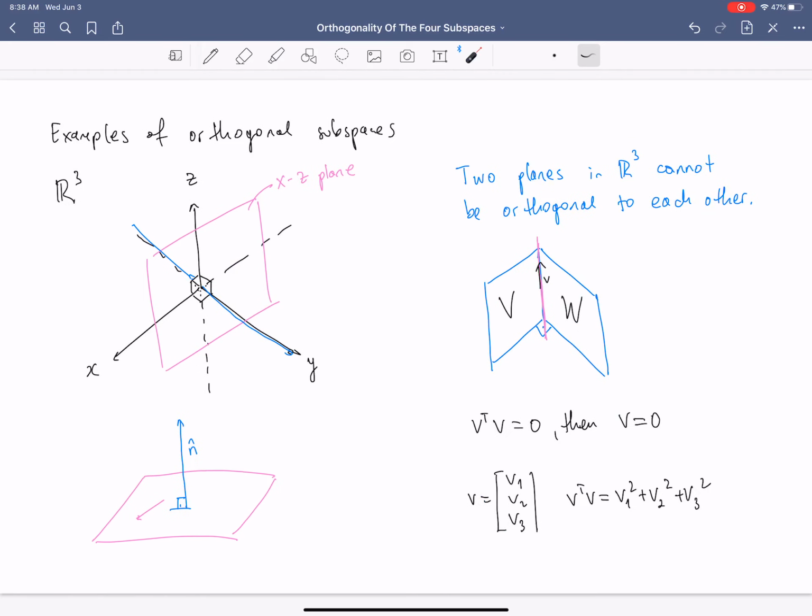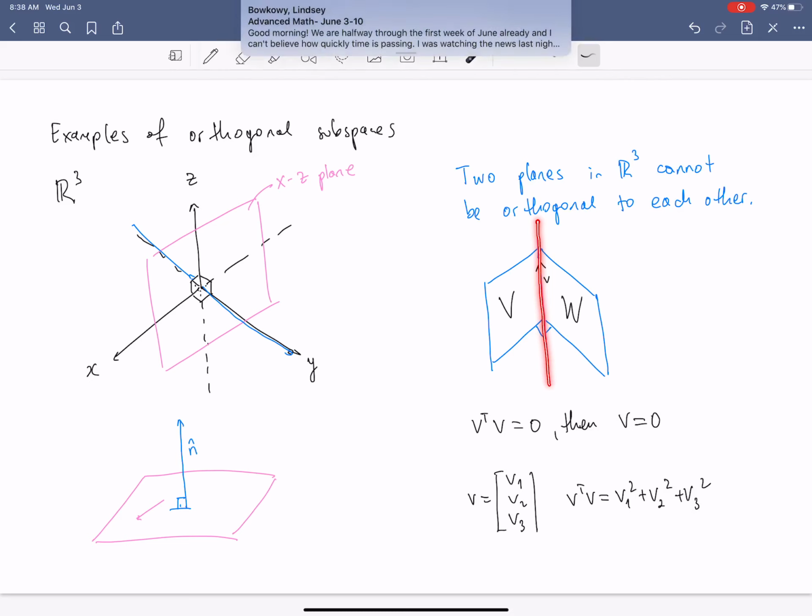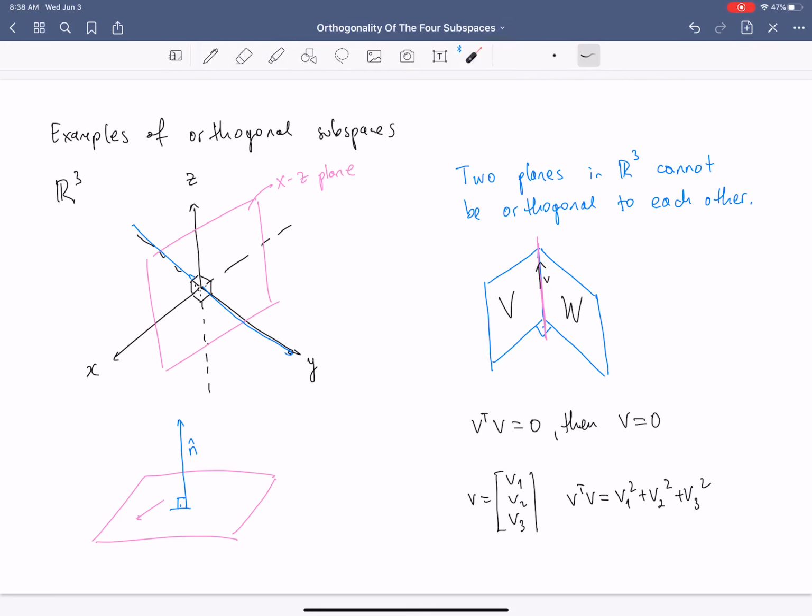So even though there are many vectors in V which are orthogonal to W, we cannot say that the spaces that these planes represent are orthogonal to each other, because there are vectors along this entire line which are not orthogonal to themselves, right? These are vectors which are along the same direction, therefore they're parallel to each other. So their dot product is never going to be 0 unless you're taking the origin.